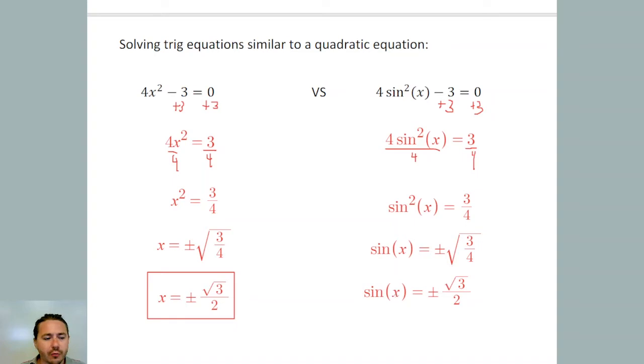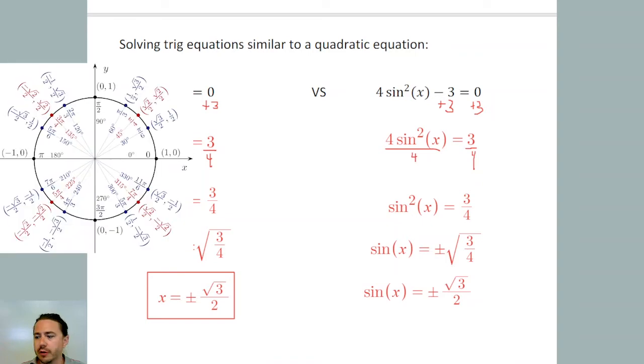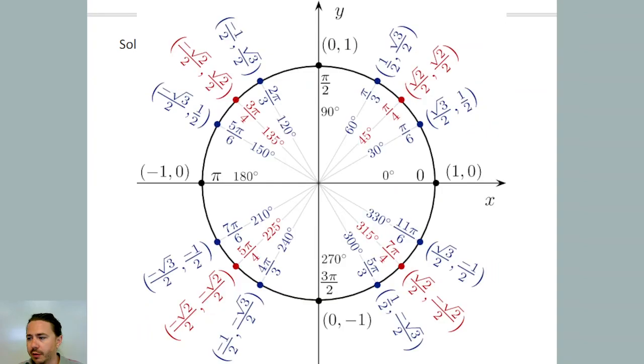So if I'm going to write my solutions, what I'm looking for are where the sine values are either positive root 3/2 and negative root 3/2. So if I pull that unit circle back up, what I want you to look for, here I can make it real big, is we're looking for the angle measures rather, where the y coordinates are either root 3/2 or negative root 3/2.